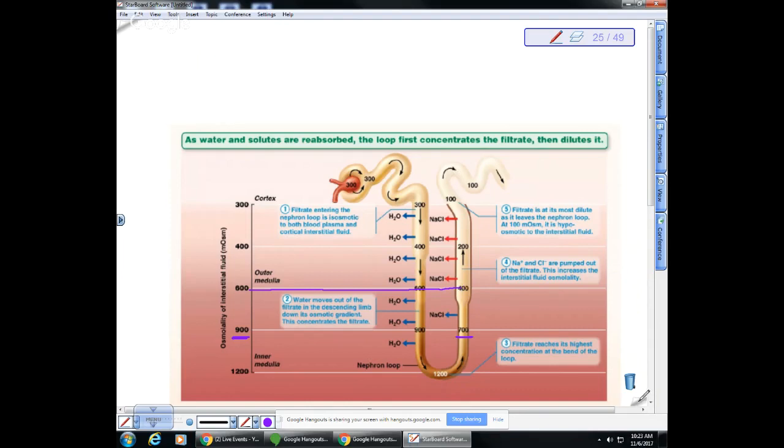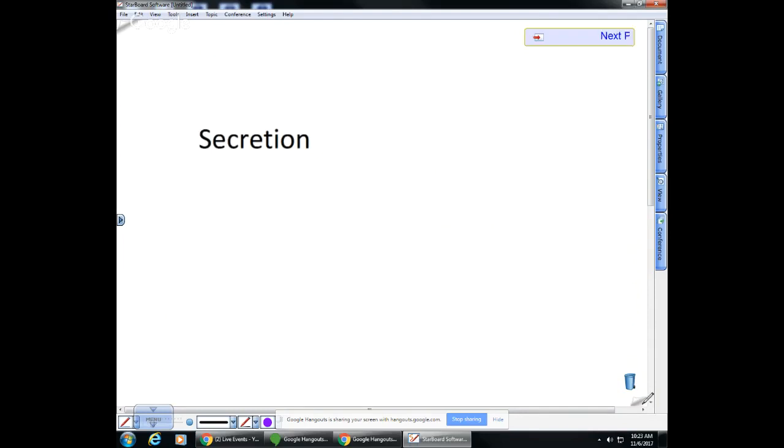Okay, so then if we look at what happens in the next one, just ignore that, we'll talk about the DCT. The next part is the distal convoluted tubule. In the distal convoluted tubule, we have some secretion occurring as well. When we look at secretion here, we can have potassium. So potassium could be in the filtrate, and we know what is potassium particularly important for?